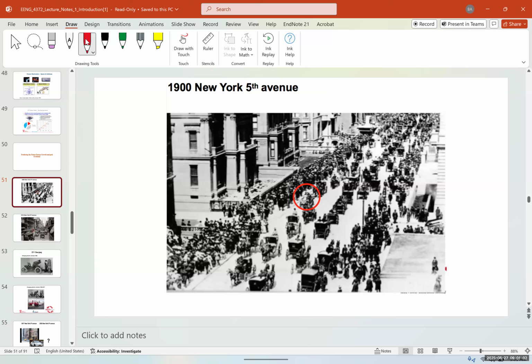transportation technology. So this is a picture of New York, Fifth Avenue in the 1900s. And there's a red circle. Do you know what the red circle is? Can you guess what the red circle shows?